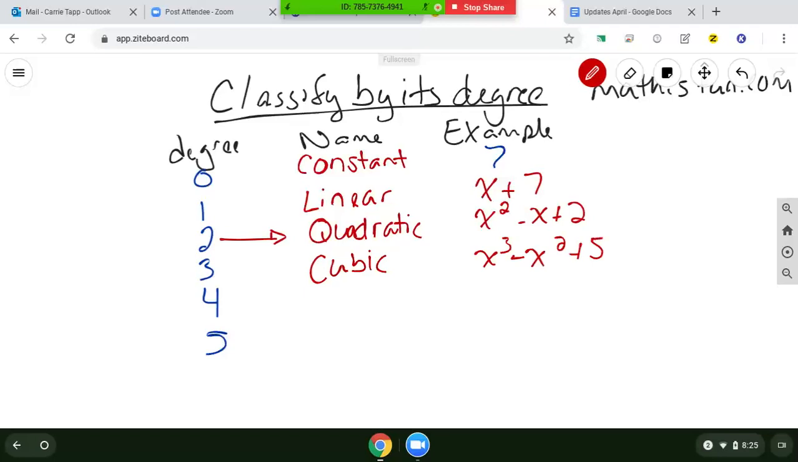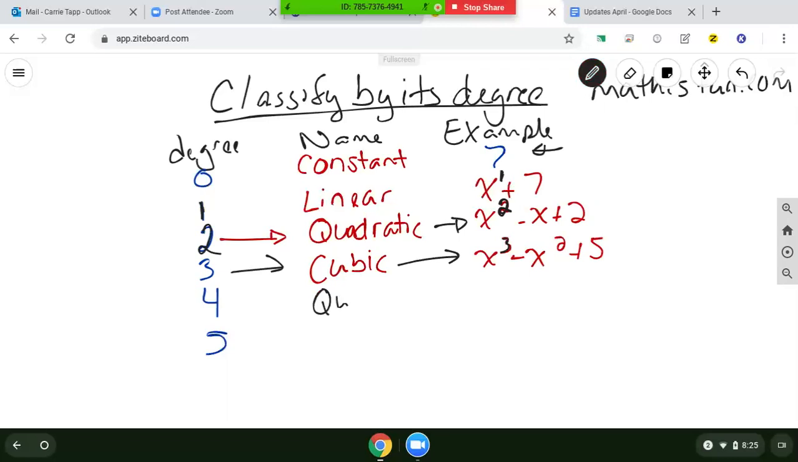And hopefully you're noticing it goes by the exponents. There's no exponent on this one here. On this one here, there's an exponent of 1. So that's where you get the 1 over here. This one, the highest exponent is a 2. So that's where you get the 2 here. Okay, so the highest exponent here is a 3. So that's your cubic.